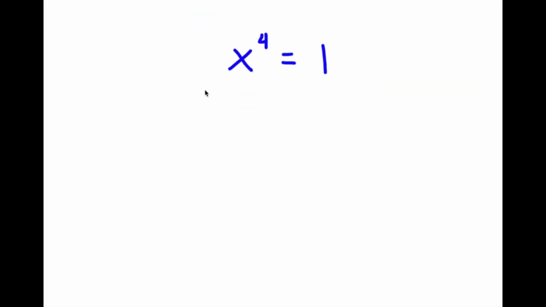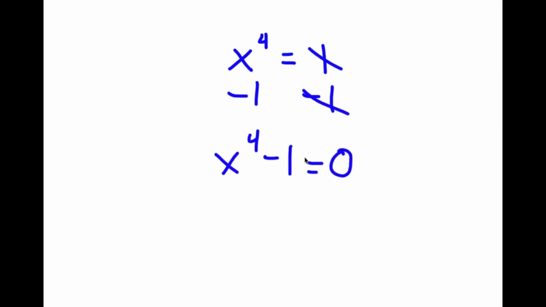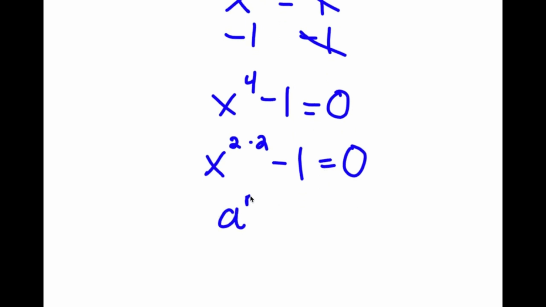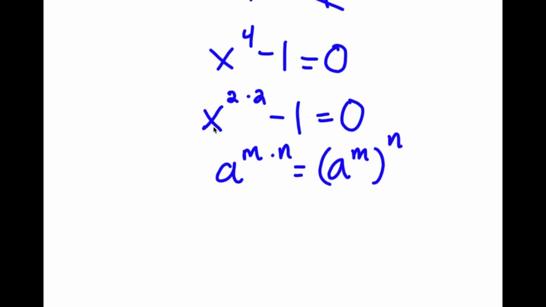Alright, so in this problem, I have x to the power of 4 is equal to 1. So I'm going to first start by subtracting 1 on both sides. So then these two cancel out, and I get x to the power of 4 minus 1 is equal to 0. Now, x to the power of 4, I can rewrite this as x to the power of 2 times 2. And if I have something in the form a to the power of m times n, this is equal to a to the power of m to the power of n. So x to the power of 2 times 2, I can write this as x to the power of 2 to the power of 2. Now I have this minus 1 is equal to 0.